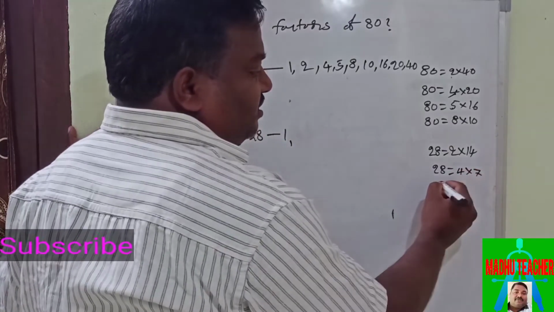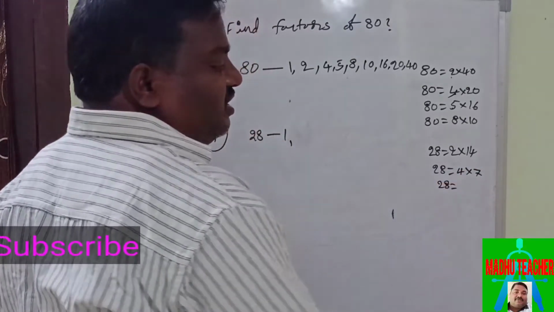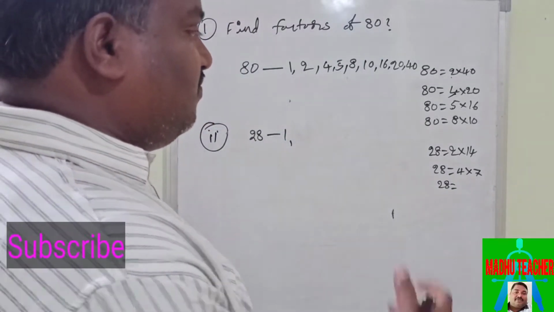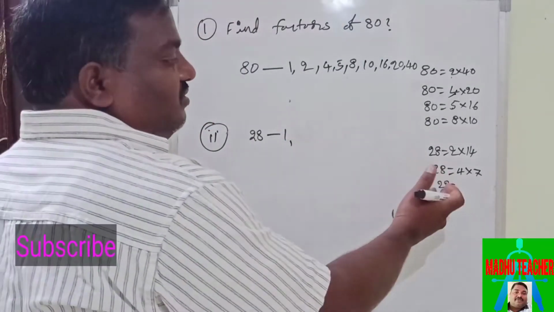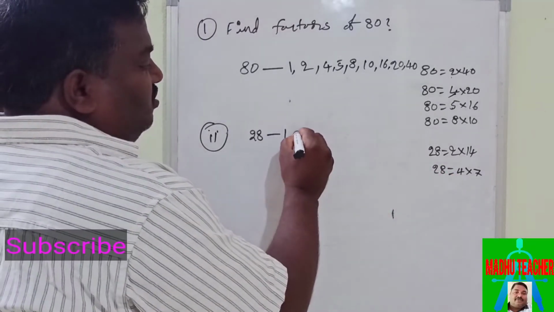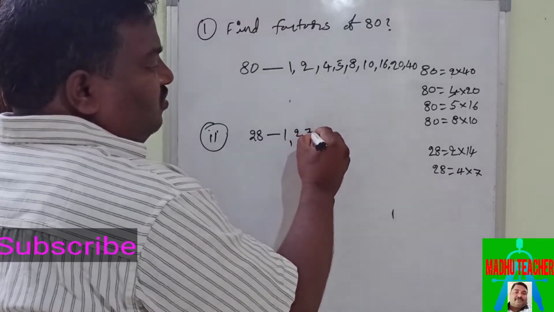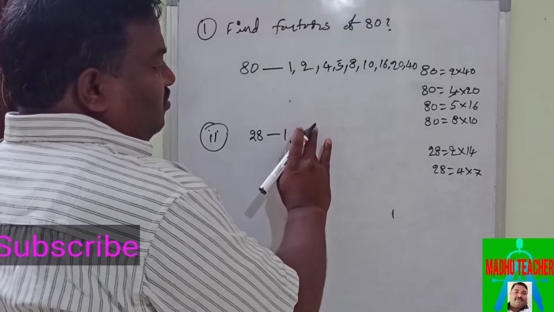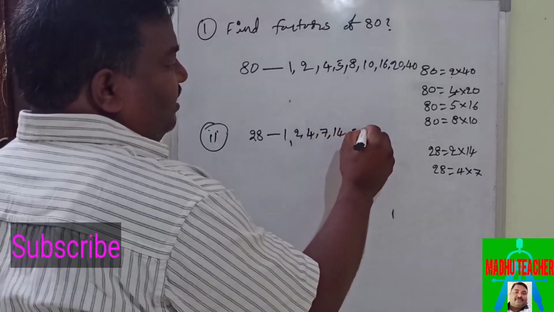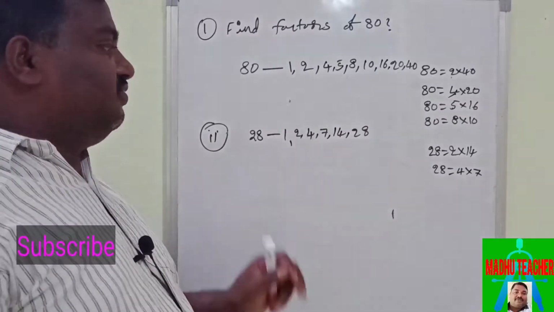4 sevens are 28. 28 you cannot write as 5 into something. So 6 is also not possible. 7 fours are 28. That's all. So we can write only 1, 2, 4, 7, 14 and 28 itself. These are the factors of 28.